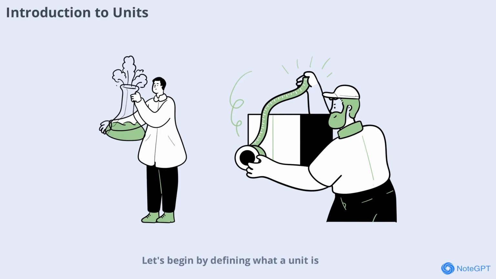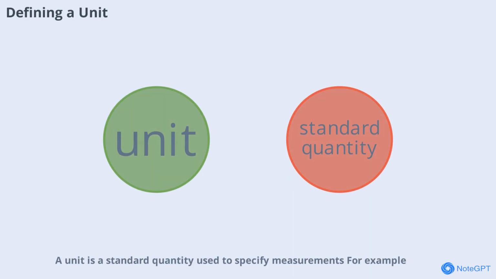Let's begin by defining what a unit is and why it matters in every scientific measurement. A unit is a standard quantity used to specify measurements. For example, when we say something is 5 meters long, meter is the unit that tells us what kind of measurement we're dealing with. Units act as a common language in science, ensuring that everyone understands the scale and type of measurement being discussed. Without units, numbers would be meaningless and scientific progress would be impossible. In the next scene, we'll see how units help us compare and communicate results across the globe.